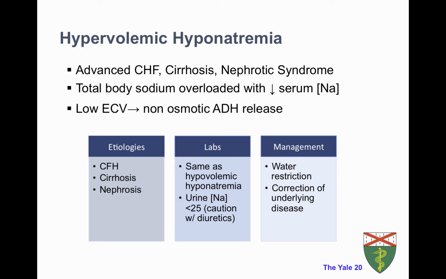Management ideally involves correcting the underlying disease, but this is typically difficult. Giving more volume is not helpful, since it can worsen cardiac function and tends to simply be sequestered as edema fluid in the case of heart failure or as ascitic fluid in the case of cirrhosis. The real staple of management for hypervolemic hyponatremia is water restriction.